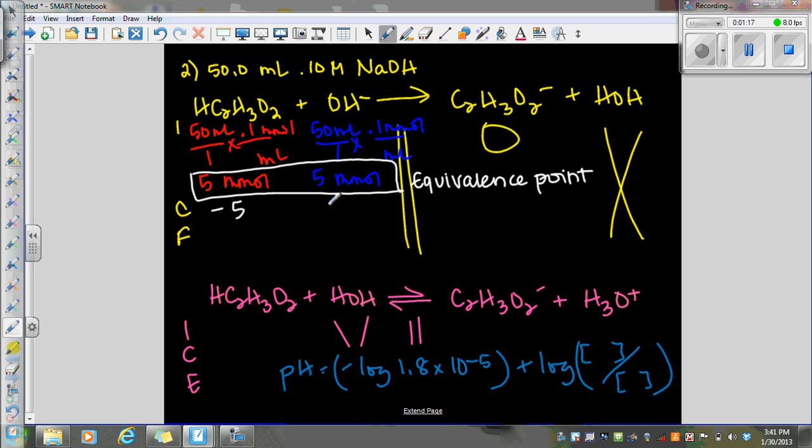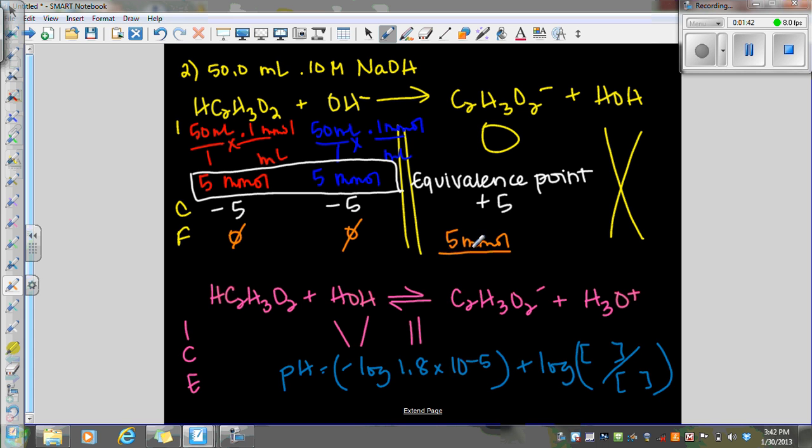These will both go down by 5, so they're going to equally consume each other. So then the conjugate base is going to go up by 5. We will be left with 0 acid, 0 base, which is what happens at the equivalence point. So the pH of the solution depends on the salt. And we have 5 millimoles of conjugate base.